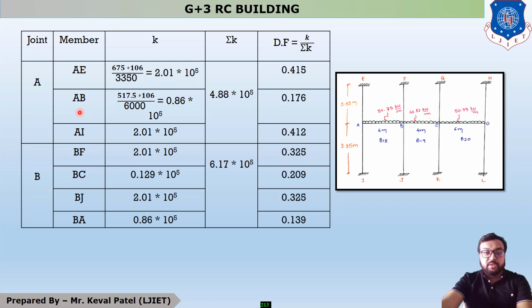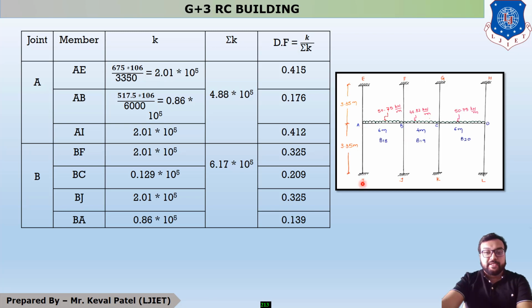Our second member is AB. Now AB is the beam. So your I beam is 517.5 into 10 raised to 6 divided by L. So your length is 6 meter. So it is 6000. So students, after putting all this value, your answer is 0.86 into 10 raised to 5.